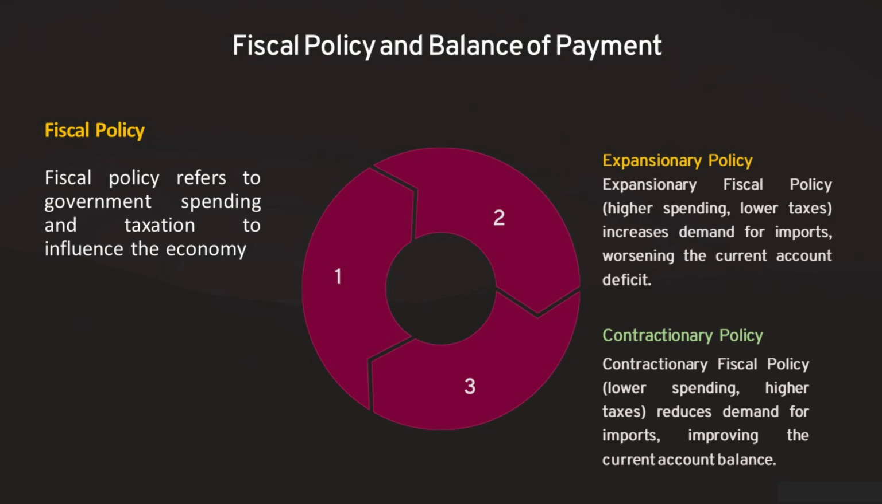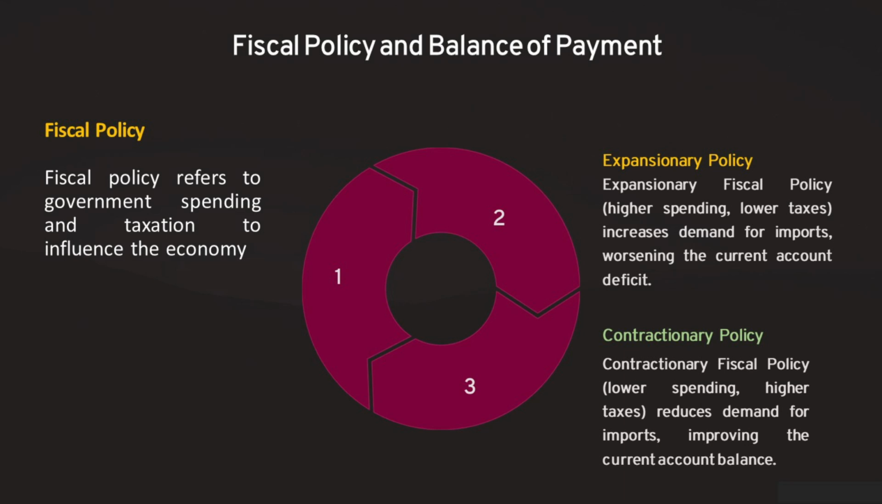So as a result, when the government spends more, it will increase the total output, and it will also create employment opportunities for the people. As a result, the government can bring the economy out of the deflationary situation. Now, when there is an expansionary fiscal policy, what happens? It increases demand for import. And as a result, when there is an increase in the demand for import as compared to export, it worsens or deteriorates the current account deficit.